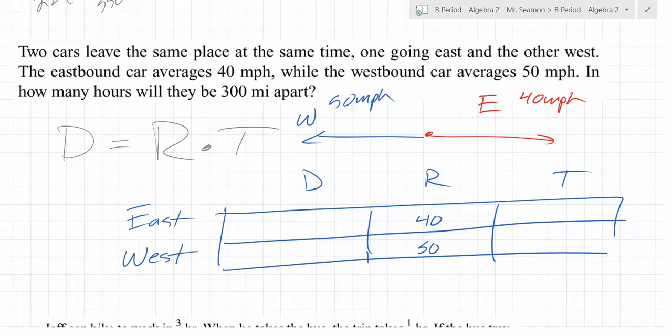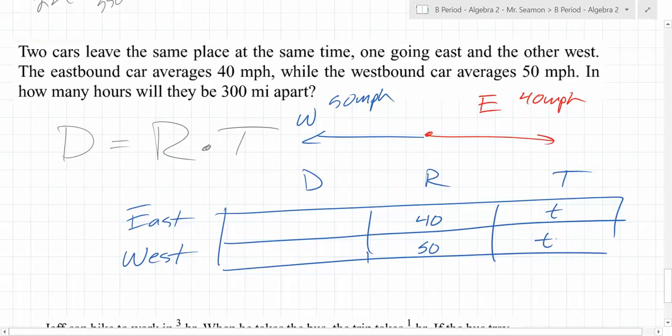Is each car traveling the same amount of time, or different amounts of time? Same, because they're starting at the same time. So that's what we're solving for. What variable do you want to call that? T.